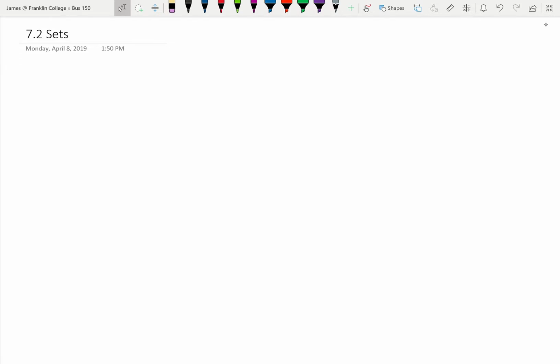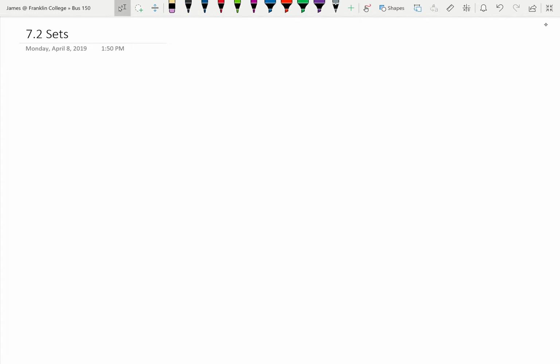Alright, so today we're going to be looking at sets. Just a heads up, we're going to be thinking about sets as groups of things, as listing all of the things that are within the set, and then also a little bit more abstractly, representing the set pictorially. Alright, so let's get started with an example.